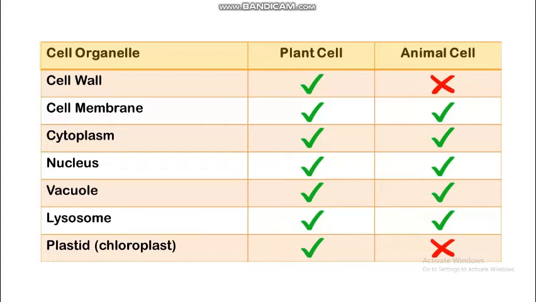So what we can understand from this beautiful chart is that the cell wall and the plastid are only present in the plant cell and not in the animal cell. Rest, all the cell organelles and the cell membrane are the same as in the plant cell, and are present in the animal cell as well.